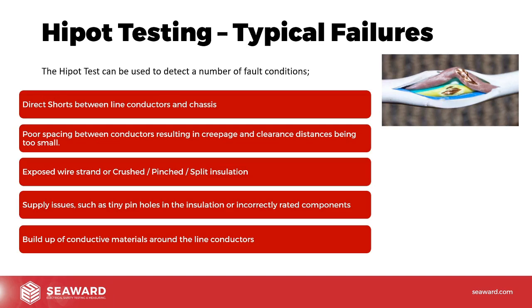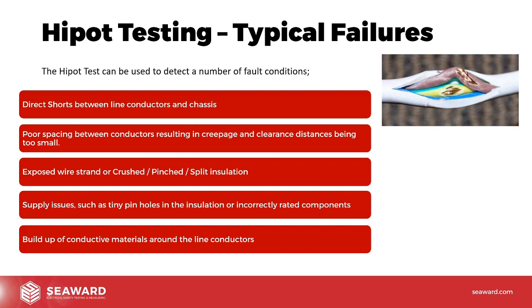So let's have a look at the kind of typical test failures we might see while performing a test. Obviously, the most simple one that we'd pick up would be direct shorts between any of the line conductors, live and neutral, and the chassis or the earth cable. It can highlight where we have poor spacing between conductors or current carrying parts. So anything where our creepage or clearance distances have been made too small, i.e. there should be set gaps between products that carry mains.